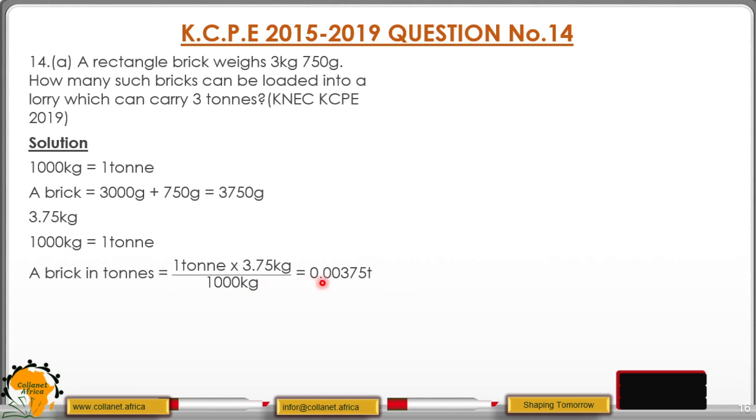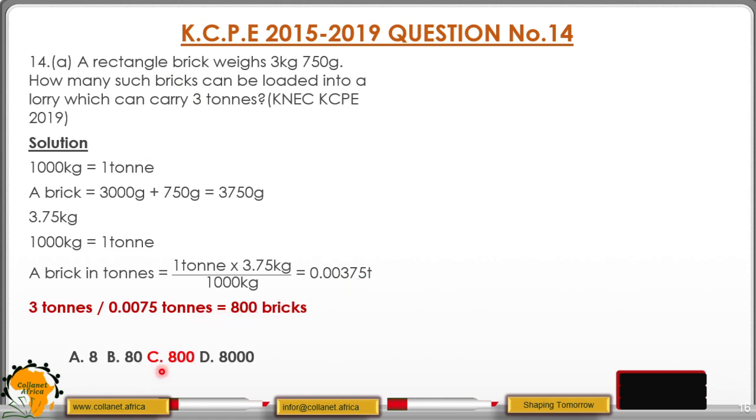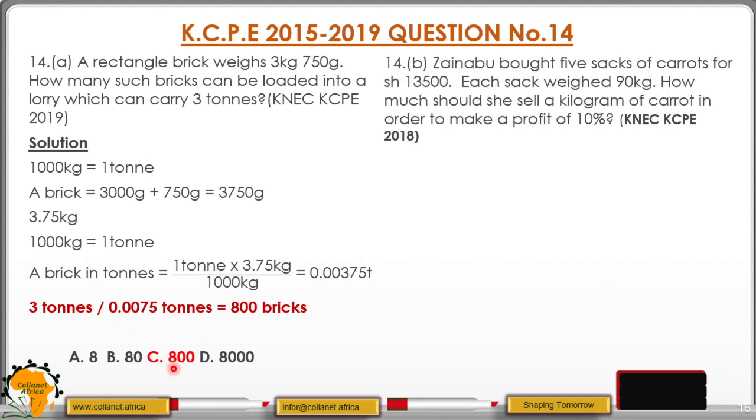So you get 0.00375 ton. So you place this one on the kilogram side. Therefore, 3 tons, this is what the lorry can carry, divided by this number of tons for each brick, you're going to get 800 bricks. So the answer or the choice is C.